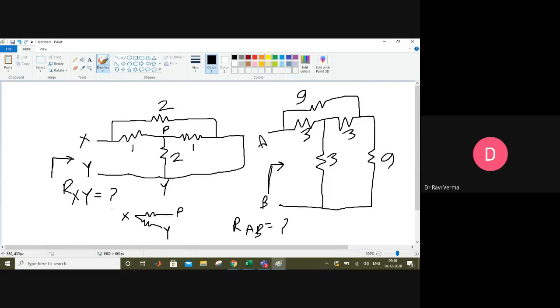Then P to Y is how much? One ohm. And P to Y is also one more resistance is there. 2 ohm. Any doubt?